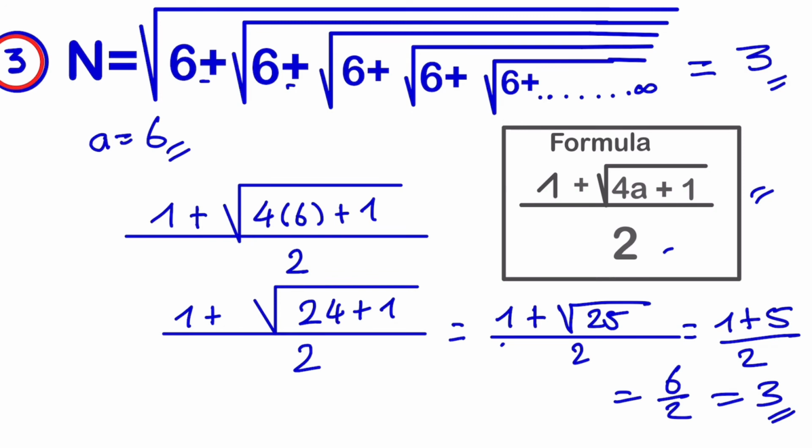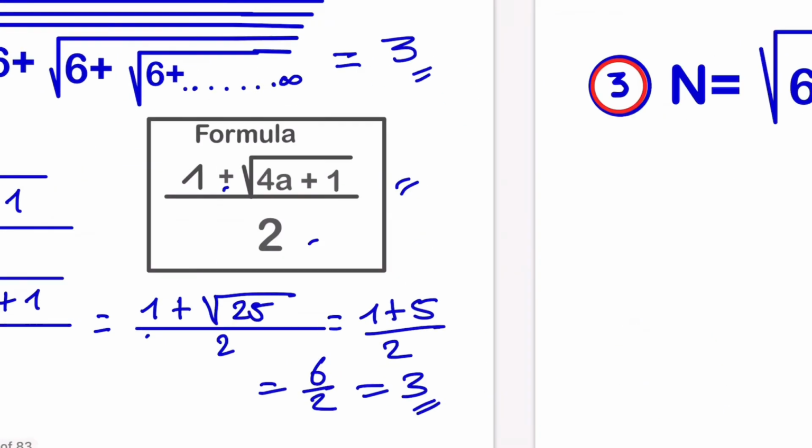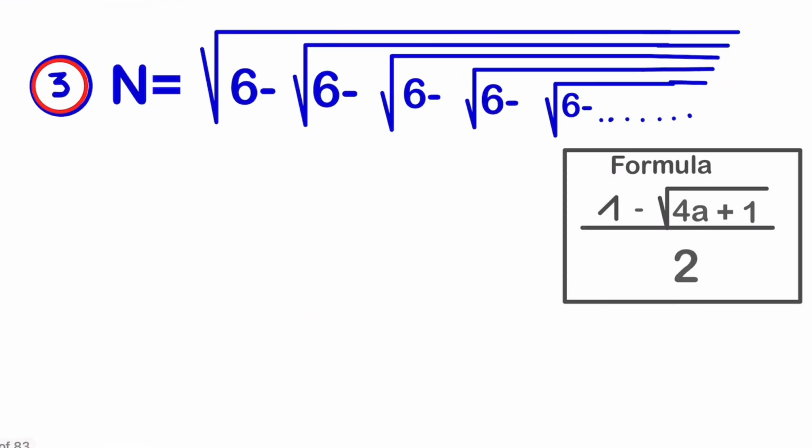Now what happens if the sign is minus? We are going to have the same formula, but instead of 1 plus, it's going to be 1 minus. Let's look at the question. In this question, a will still be equal to 6. So our a is equal to 6. Okay, so we are going to plug a in this formula. So remember, when it's minus, we are going to use minus here instead of plus.